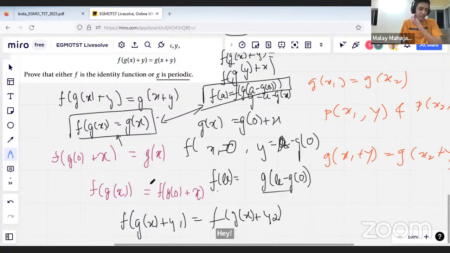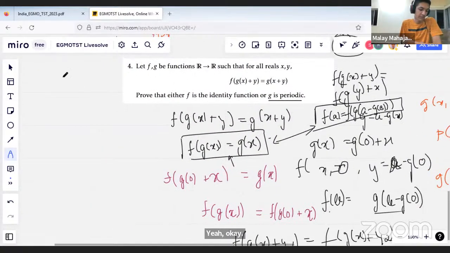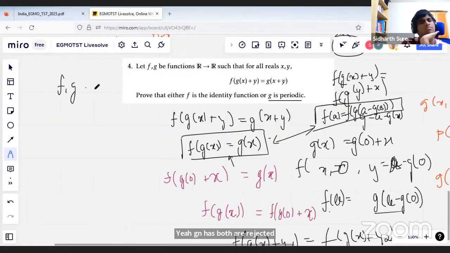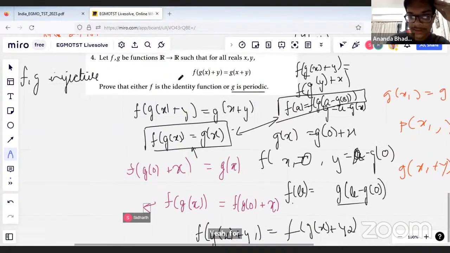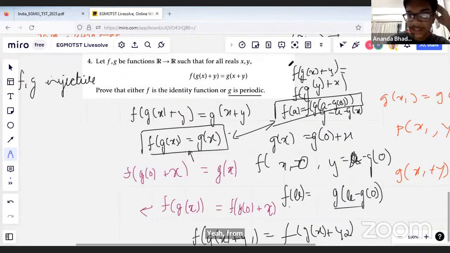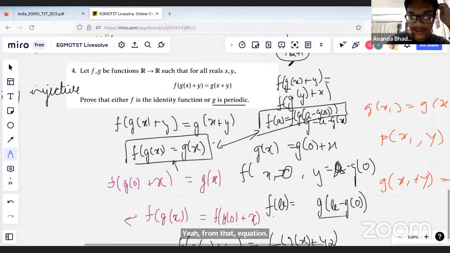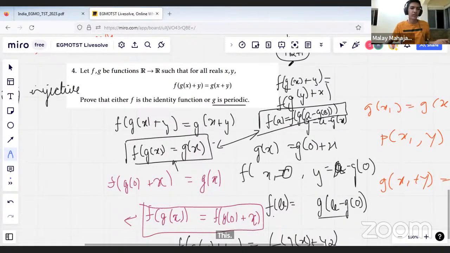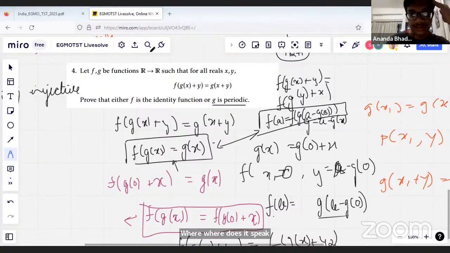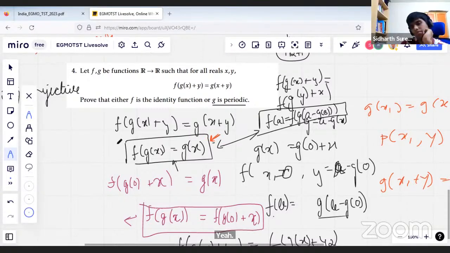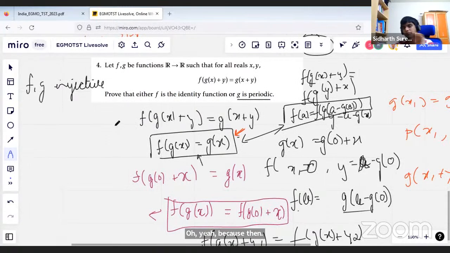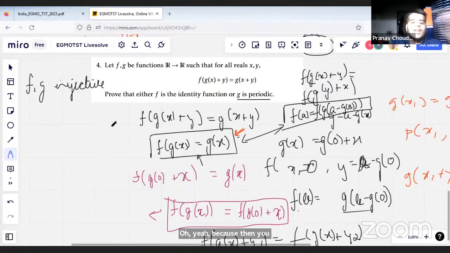F and G both are injective. And then G linear. From that equation, F of G of X plus Y equals F of G of Y plus X. Oh, if G is linear, we are done from this equation. Yeah, because then G is surjective. Yeah, okay.